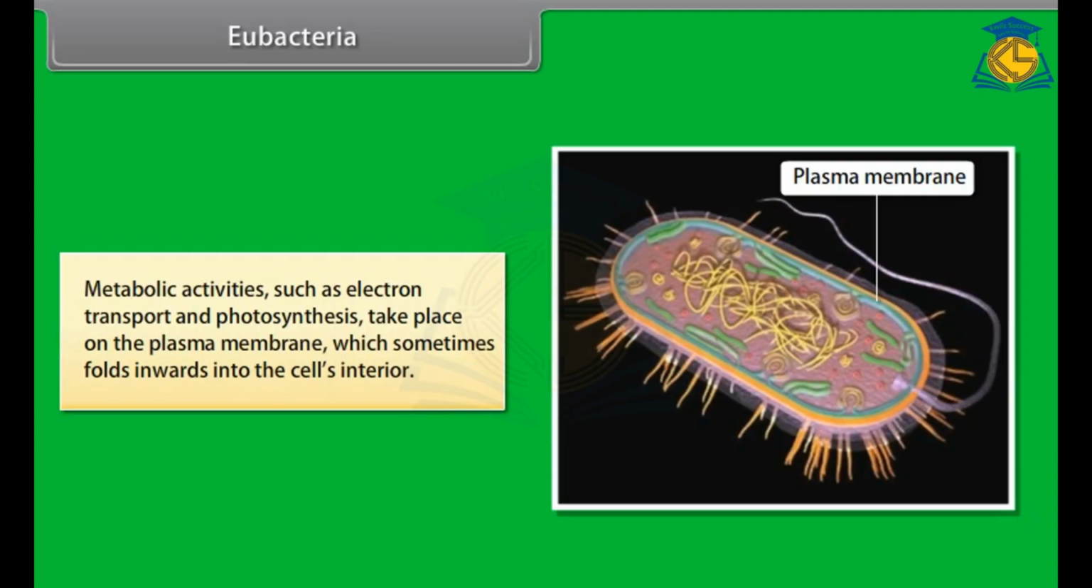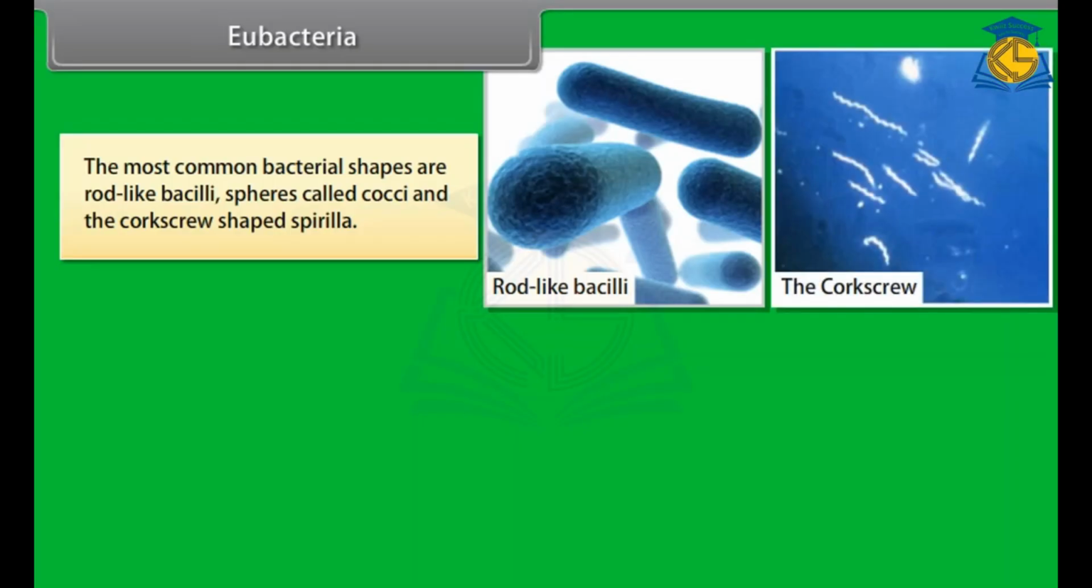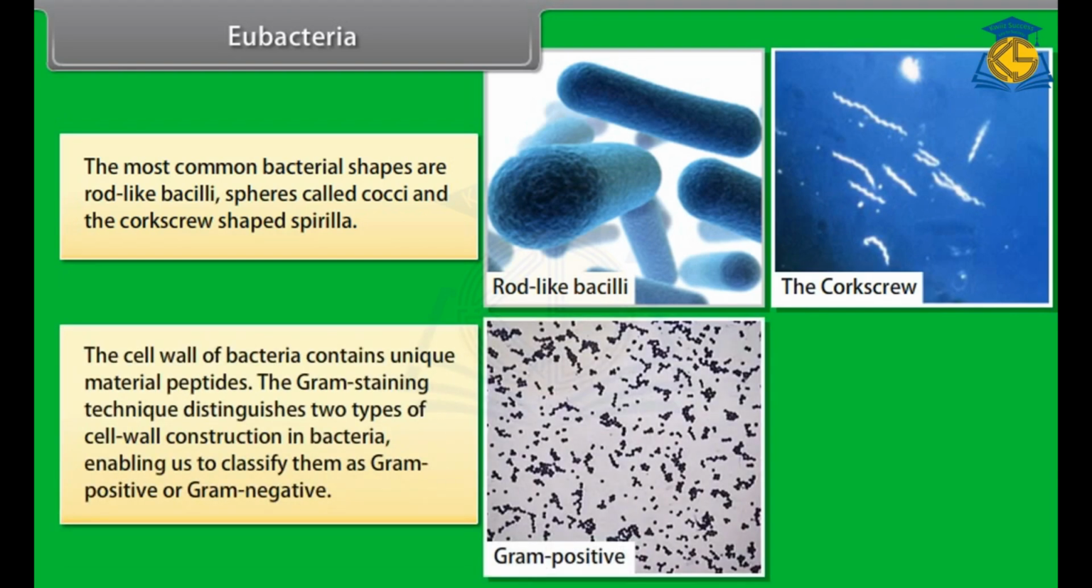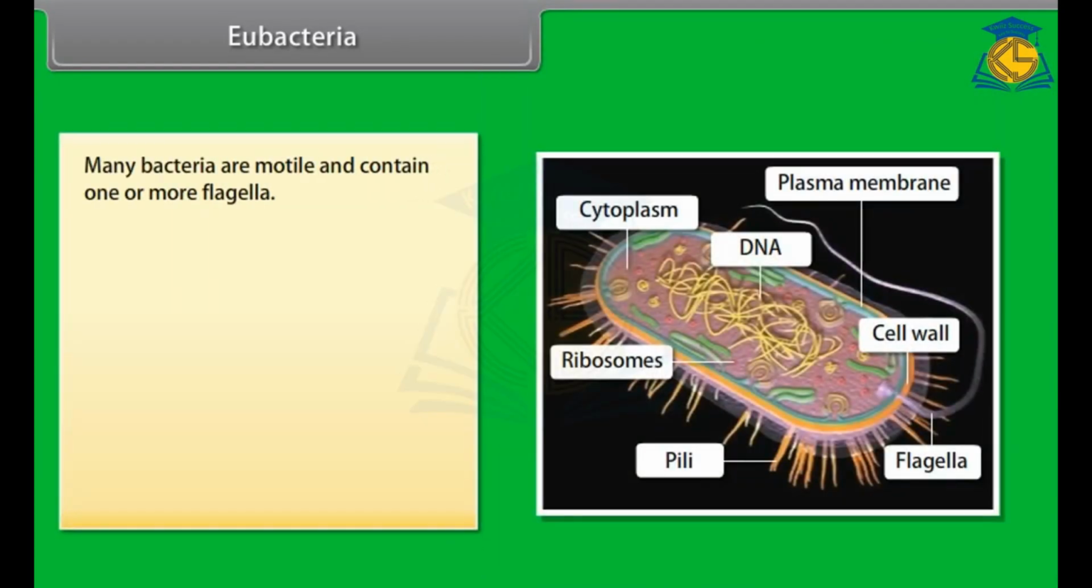Metabolic activities such as electron transport and photosynthesis take place on the plasma membrane, which sometimes folds inwards into the cell's interior. The most common bacterial shapes are rod-like bacilli, spheres called cocci, and the corkscrew-shaped spirilla. The cell wall of bacteria contains a unique material, peptidoglycan. The Gram staining technique distinguishes two types of cell wall construction in bacteria, enabling us to classify them as gram-positive or gram-negative. Many bacteria are motile and contain one or more flagella.